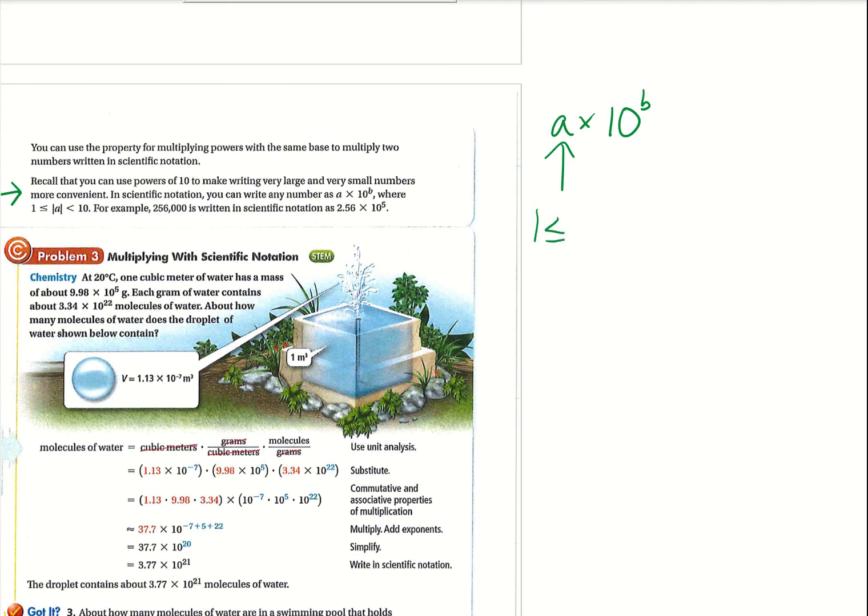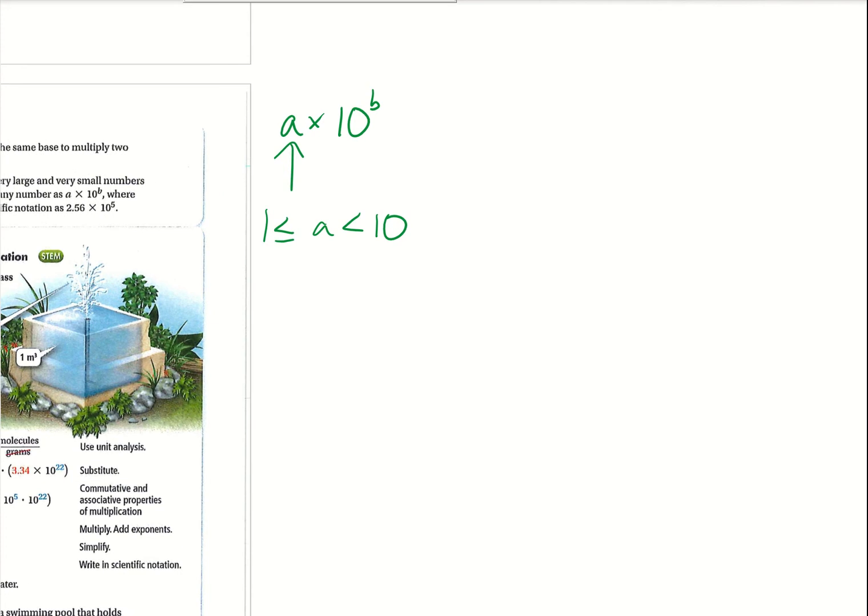All right, so it's got to be greater than or equal to 1, and it's got to be less than 10. A good example of this would be the one that they give you, which is actually a pretty good example, so we'll just stick with it. So we have 256,000. Right now, my decimal point is right here. If we were to completely write out the number, that's kind of where we would be looking at if we included the tenths place.